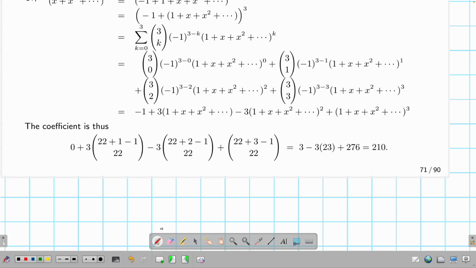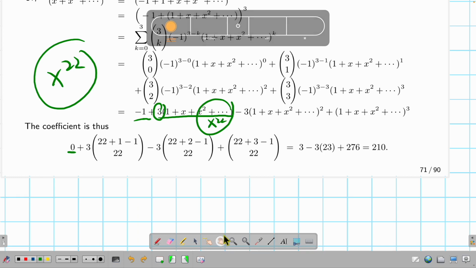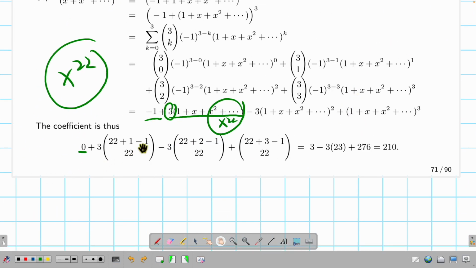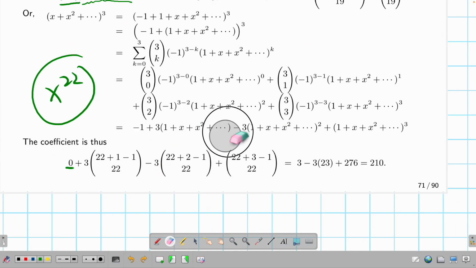Now I want the x to the power 22 of the whole thing. This one does not contain any x, so 0. This one will contain x^22 somewhere, multiplied by 3. Or if I use the formula, it will give me this. It is 22 plus 1 minus 1, where the 1 is the n here. So I will have 22 choose 22, one way. That means 3. So this corresponds to this.